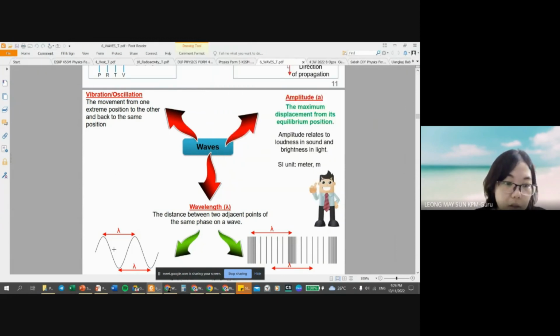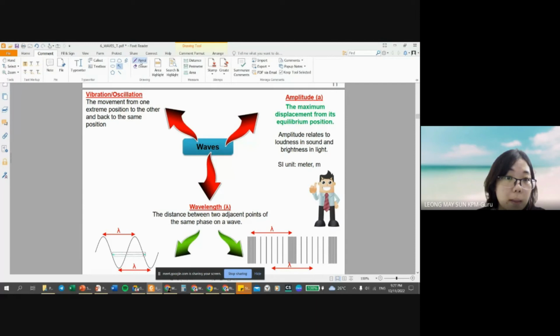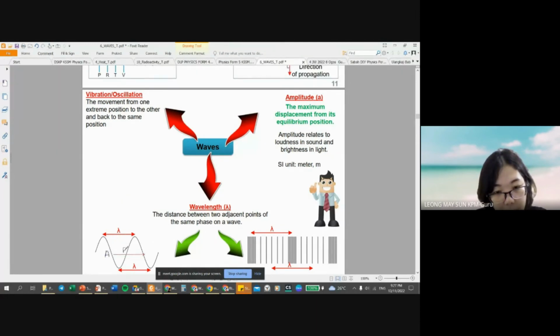So for here, let's just say from this position to here, it must be the same position. From point A, B, C, this part is going downwards. So B is not considered as the adjacent point, because at position B, the particle is actually moving up. Only at position C is it going downwards also. A and C are considered two adjacent points. So the distance between A and C is also considered as a wavelength. I hope you all can understand.